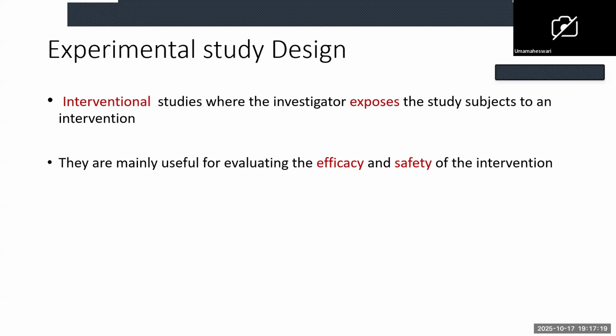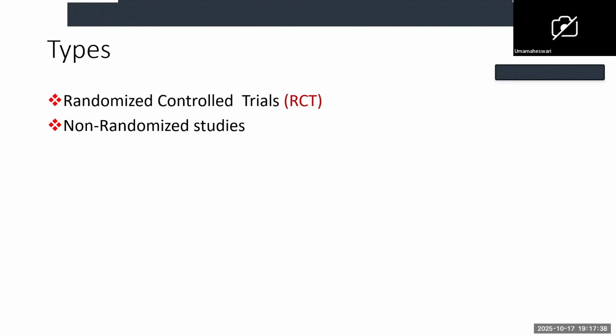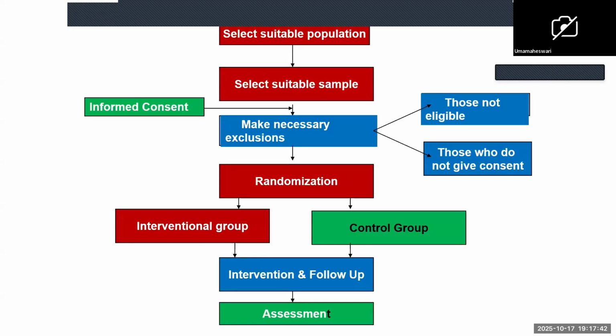This is mainly to evaluate the efficacy and safety of the intervention. You can even give a newer drug, where you feel this drug is better than that drug in treating some condition. Anything you can do, but it should benefit the patient. It should not harm the patient. So you have randomized control trials and non-randomized studies.